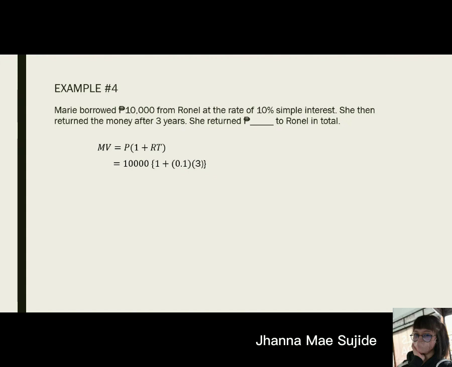After we're done substituting, solving should go like this. First, multiply your rate with time. Then, when you have your answer, add it to 1. When you have your answer, multiply it by the principal. 0.1 times 3 is 0.3. 0.3 plus 1 is 1.3. Then 1.3 times 10,000 is 13,000. In total, Marie returned 13,000 pesos with a 10% interest rate at the end of 3 years.